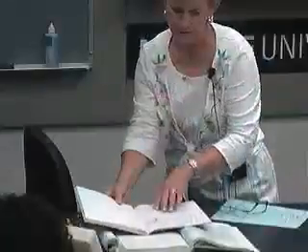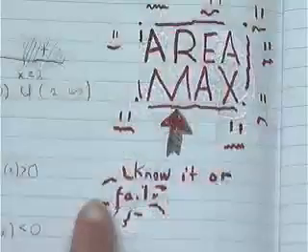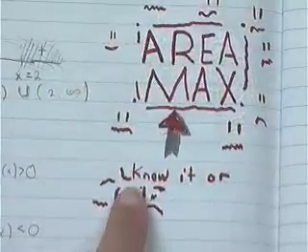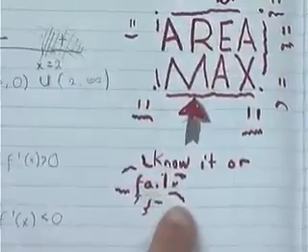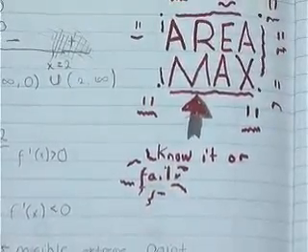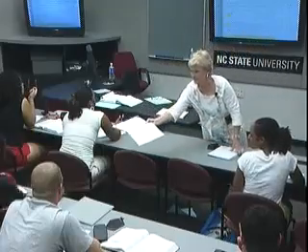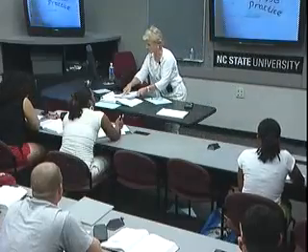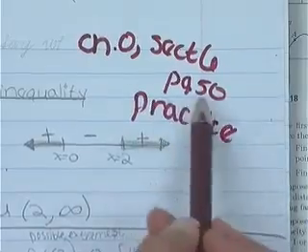I just wanted to show this. Remember I passed around the red markers? The student wrote "area max, know it or fail." Thank you very much. That should alert you to go back to section 06. Thank you. You guys are good. Okay. This particular person also wrote in red "practice" and wrote the page down sections.